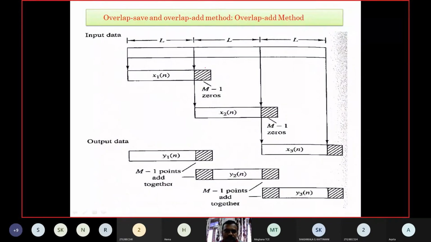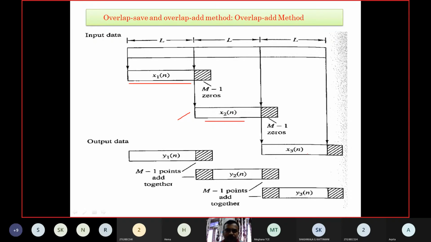You can observe here that the given x of n is divided into x1 of n, having the first L values from x of n. Then M minus 1 zeros are added. Similarly, the second block, x2 of n, has the next L elements from x of n, and M minus 1 zeros are added at the end of x2 of n. Similarly x3 of n, and it goes on.